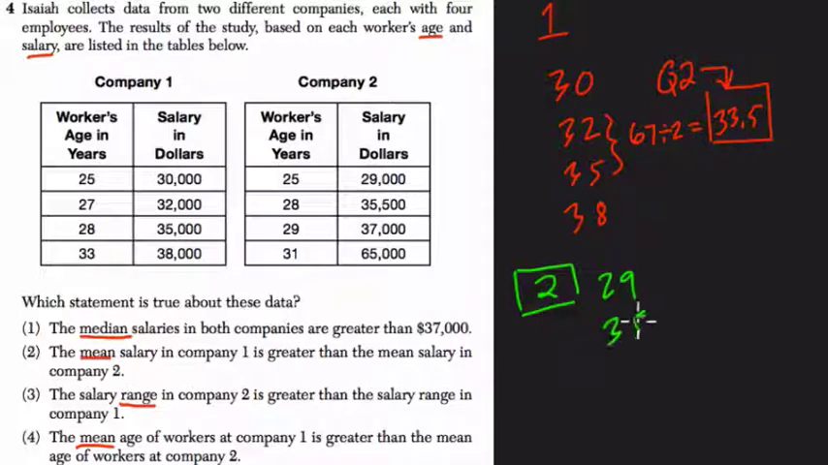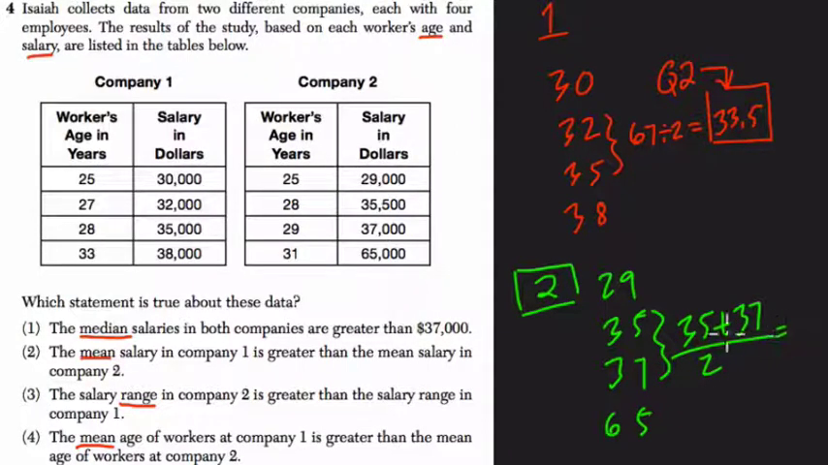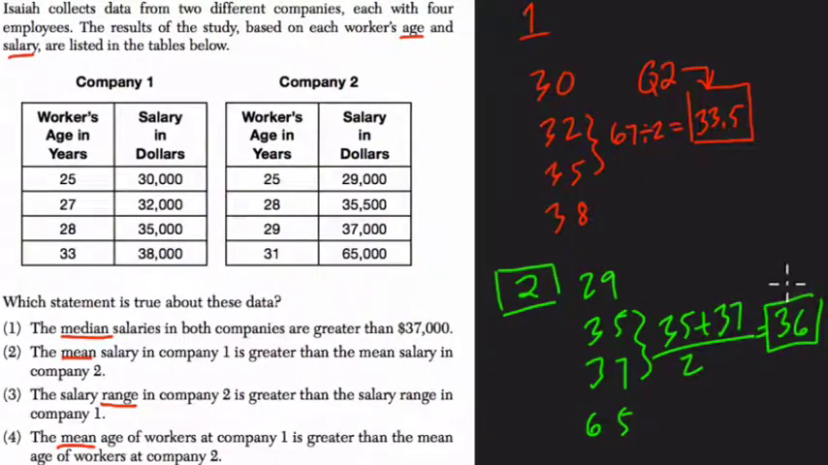29,000, 35,000, 37, 65. So again, the median's right here: 35 plus 37 divided by 2. This is easier to see here. It's just 36, right? Because 35 plus 37 is 72, divided by 2 is 36,000. So now we know something. We know that the median in company 2 is higher.